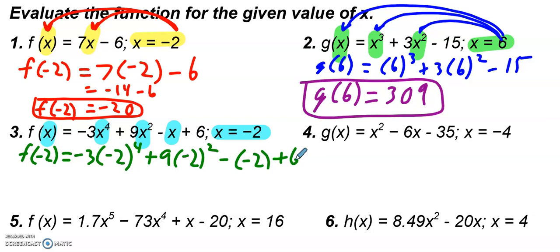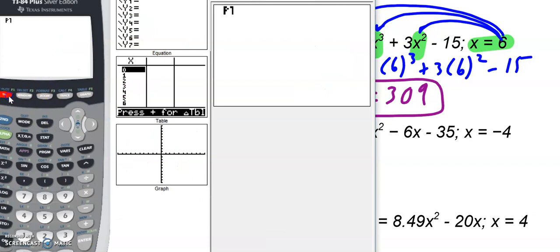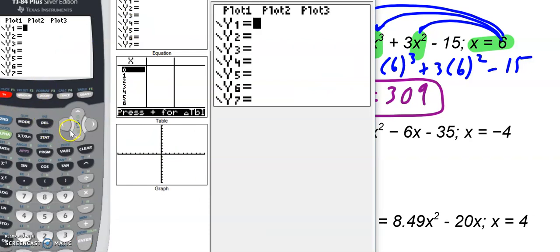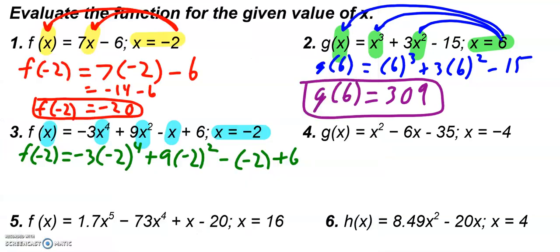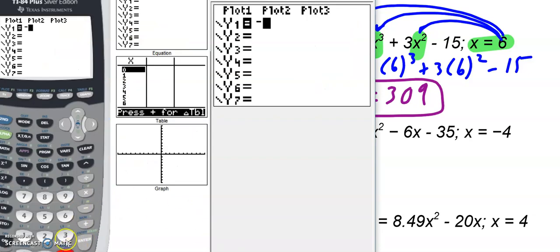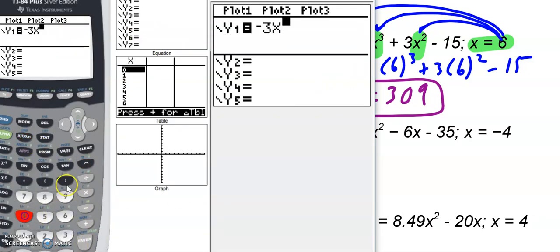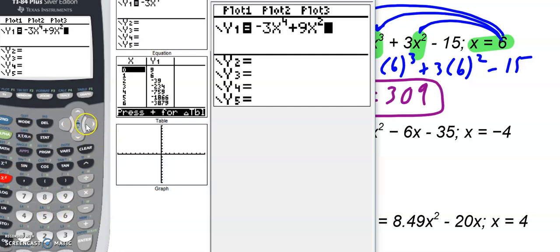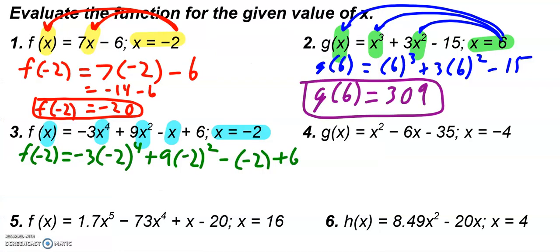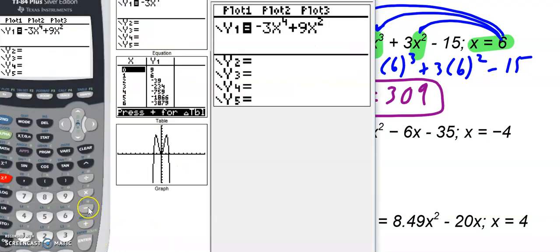So what I would actually recommend doing is if we go to our calculator, I would go to y equals, and I would actually put this function in with the x's. So the function is -3x to the fourth plus 9x squared minus x plus 6. So I'm going to do -3x to the fourth plus 9x squared. Oops, I forgot. Minus x plus 6.